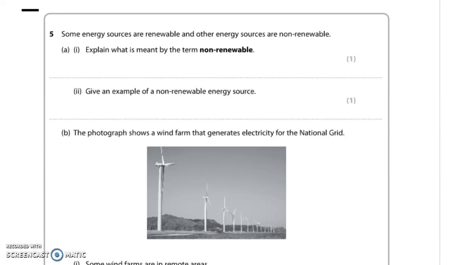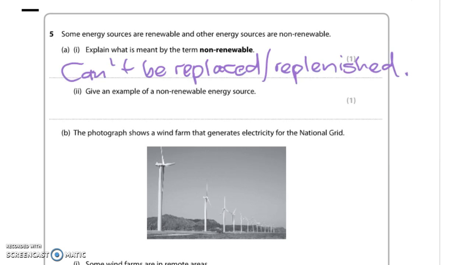Question 5 is asking about renewable and non-renewable energy resources. And first of all, you're asked to define what is meant by the term non-renewable. Okay, so a non-renewable resource is a resource that can't be replaced or replenished. An example of a non-renewable energy resource, the main ones that you need to know are oil, natural gas, and coal.